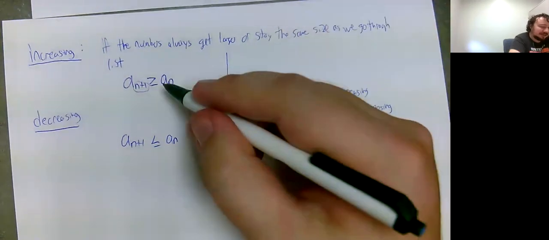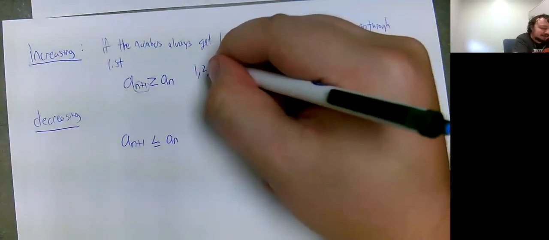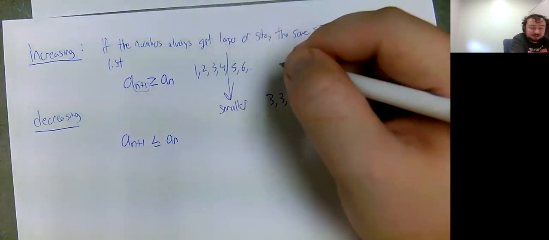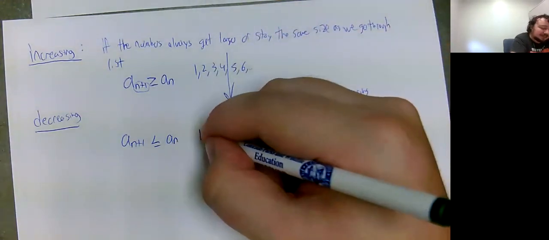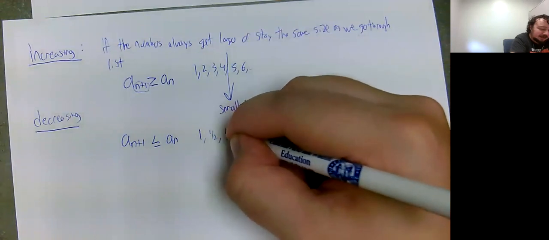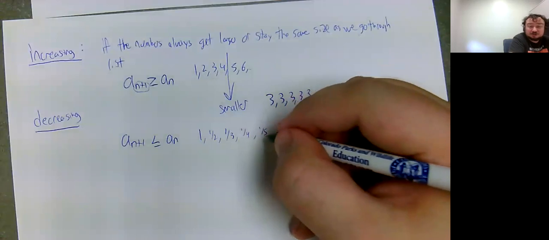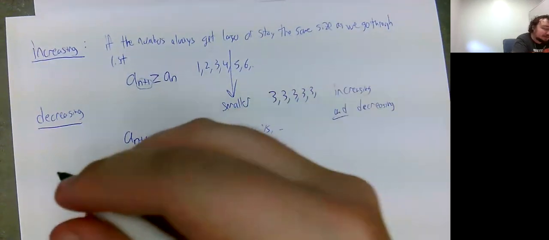All right, so an example of an increasing sequence would be like that list of whole numbers. I think this one's a little bit more obviously increasing. An example of a decreasing one would be something like this: 1, 1/2, a third, a fourth, a fifth, so on, as these numbers are always getting smaller.